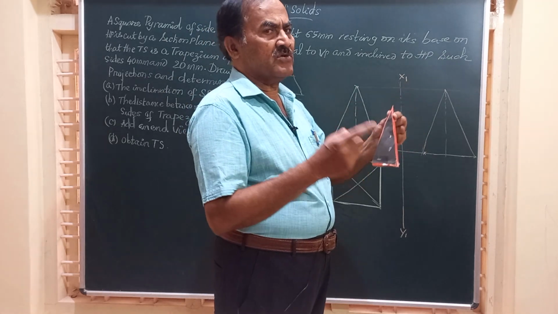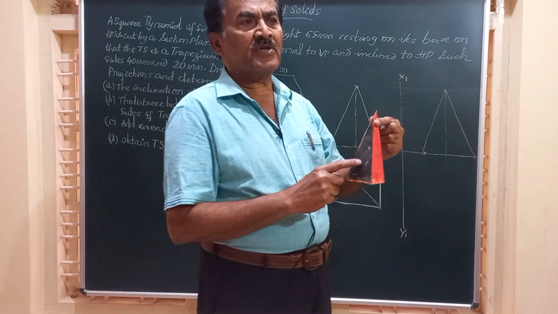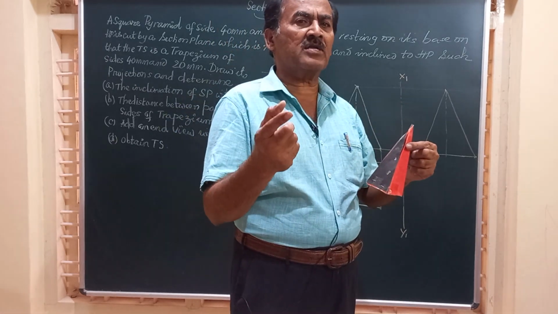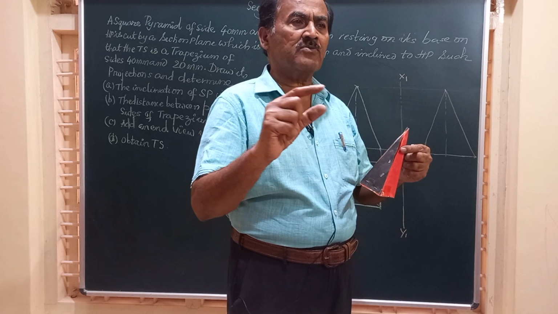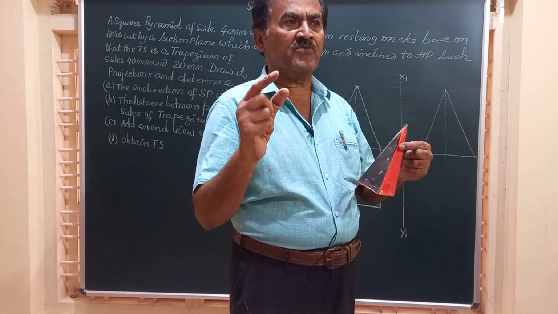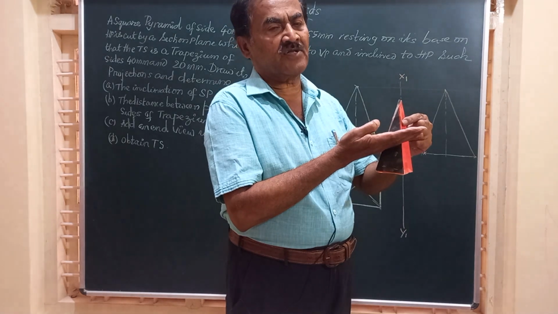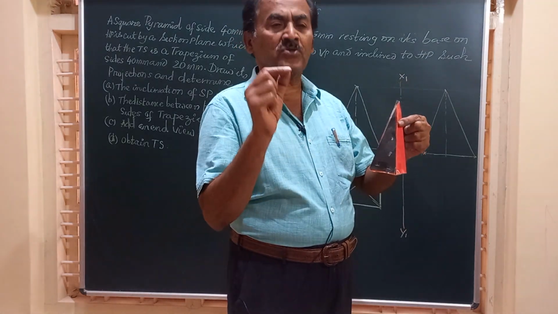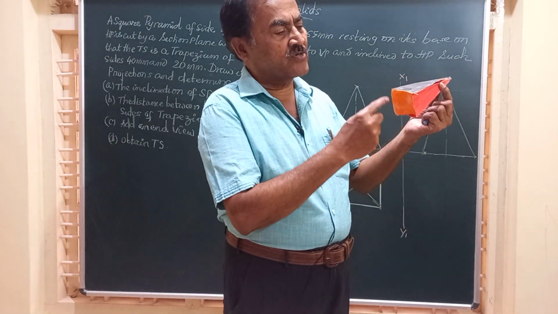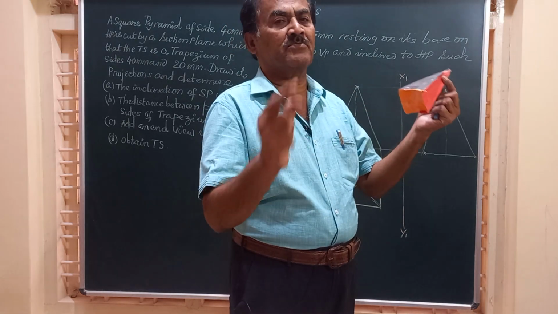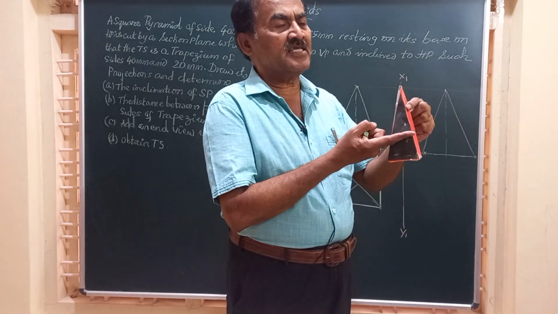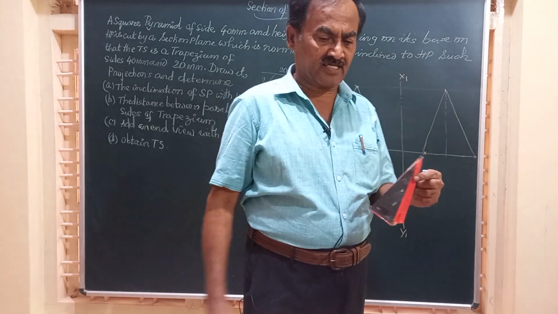So friends, whether you have a square pyramid or a pentagonal pyramid, whatever may be the type of pyramid, whenever it is cut by a horizontal section plane, the true shape is going to be similar to that of the base. If it is a hexagon, in the true shape you are going to get a hexagon.